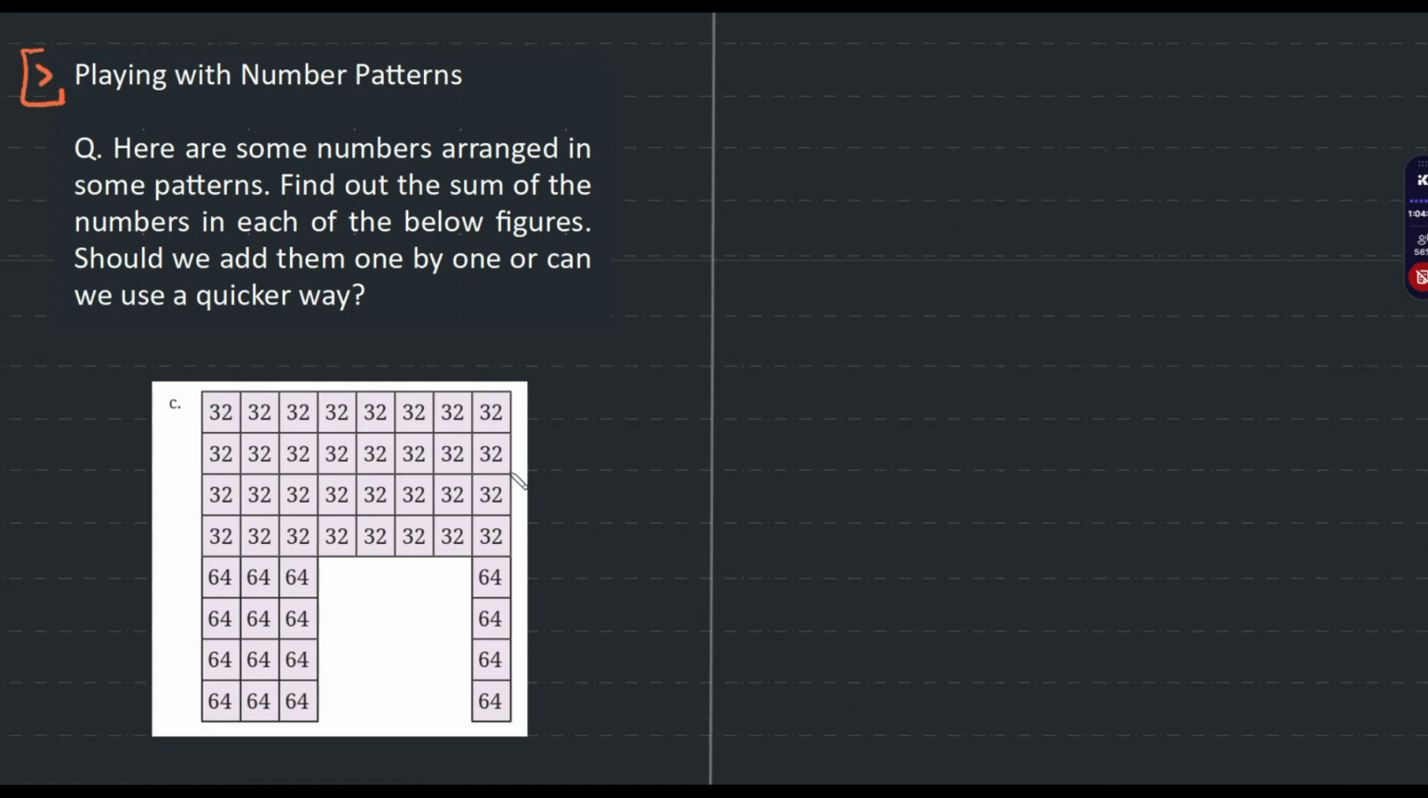Below are some numbers arranged in some pattern. We have to figure out the sum in a shortcut manner. So yes, there is a shortcut for solving this. I would want you guys to pause and try doing it.